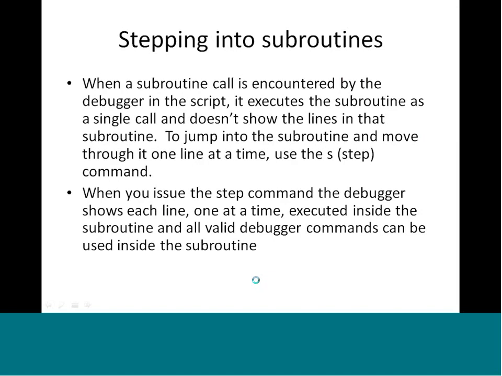When a subroutine call is encountered by the debugger in the script, it executes the subroutine as a single call and does not show the lines in that subroutine. To jump into the subroutine and move through line by line, we use the s or the step command. When you issue the step command, the debugger shows each line one at a time as it is executed inside the subroutine, and all valid debugger commands can be used inside the subroutine.